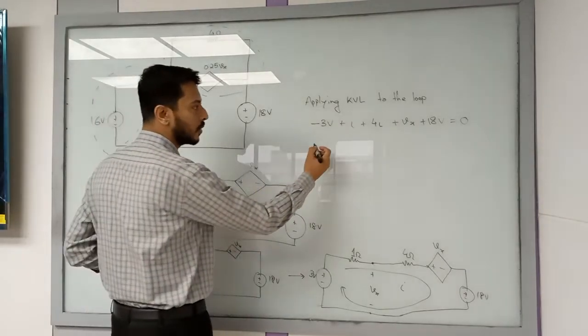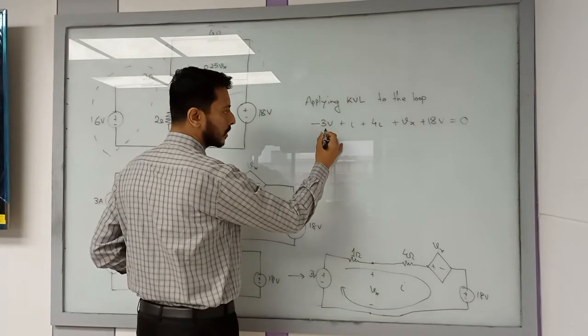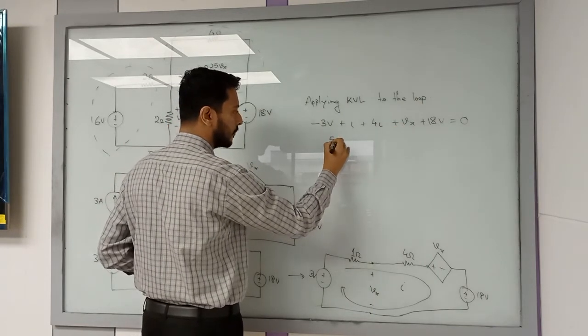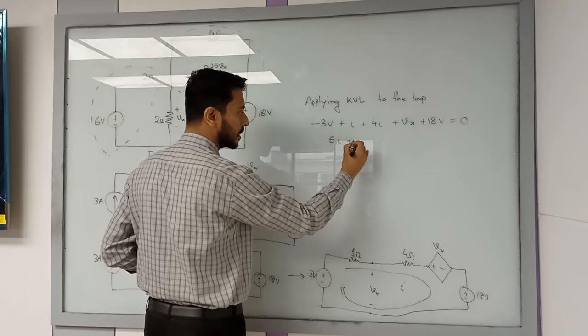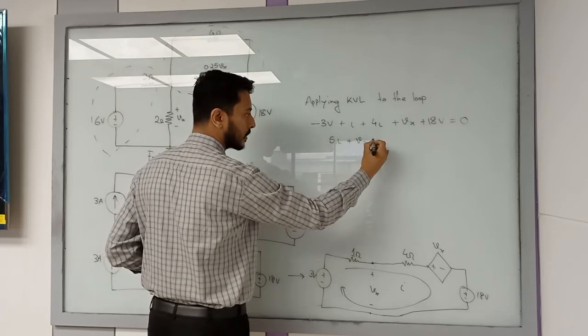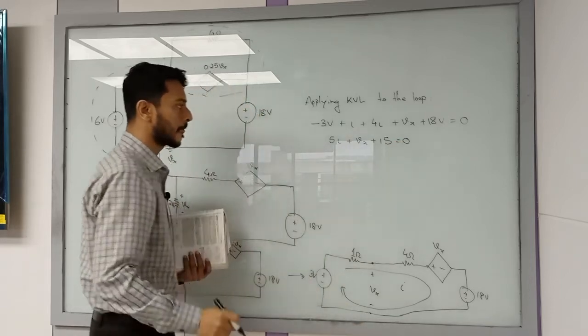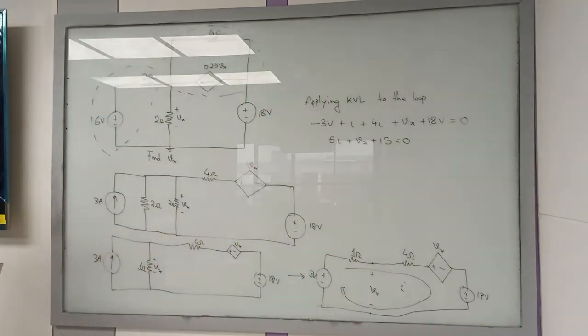So if you write the equation, 3 and 18 makes 15, right? This is 5I plus Vx plus 15 is equal to 0. So this is one equation you get, and you can find Vx in another way, right? How?